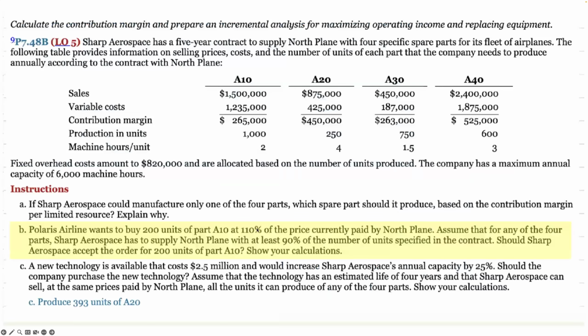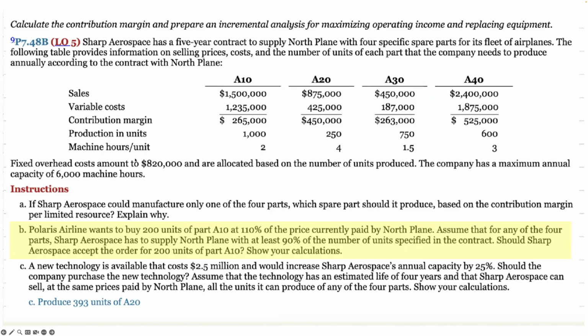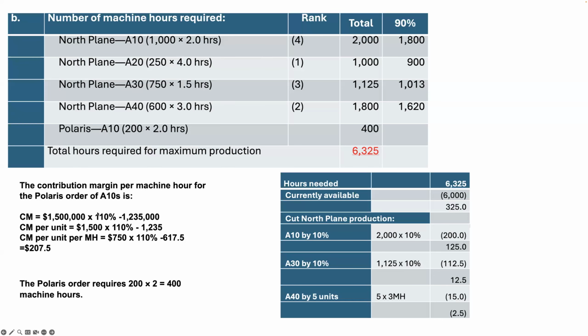Okay, so they told us this one, they want to buy at 110%, right? 110% of the price. So this is how I calculated. So the A10 here, right? The A10 here, suppose the price would be here, okay?